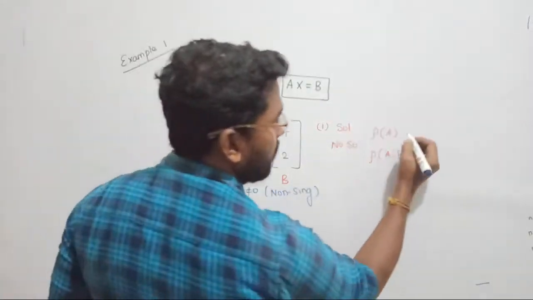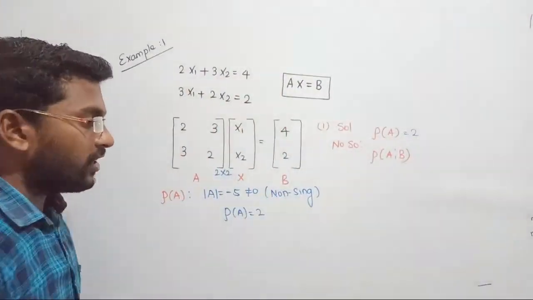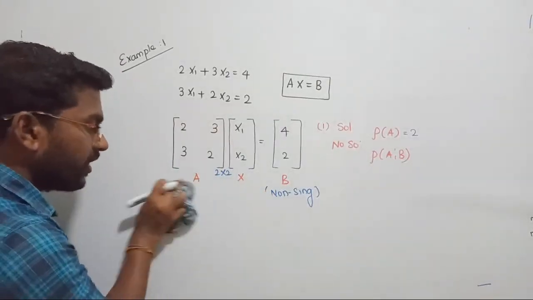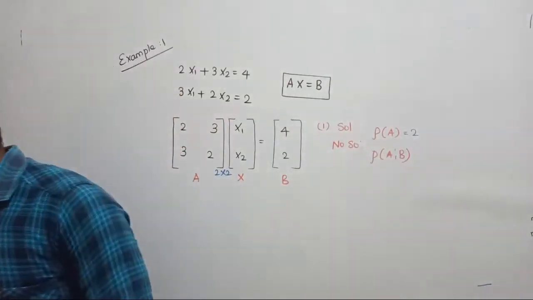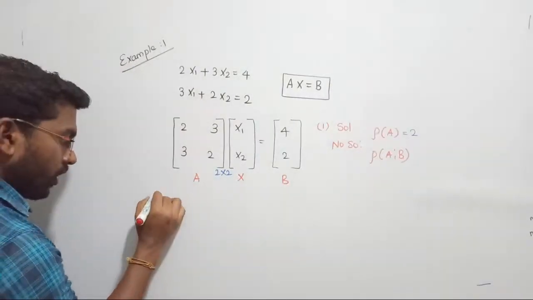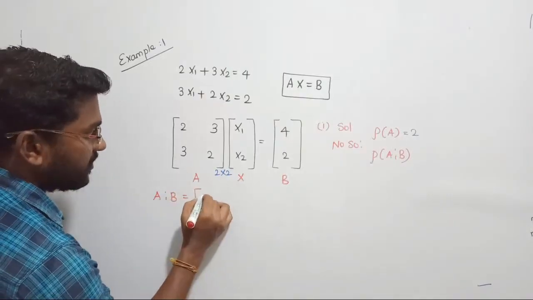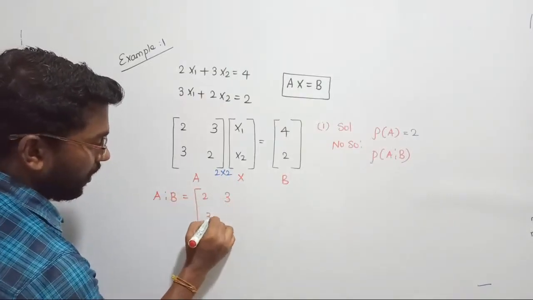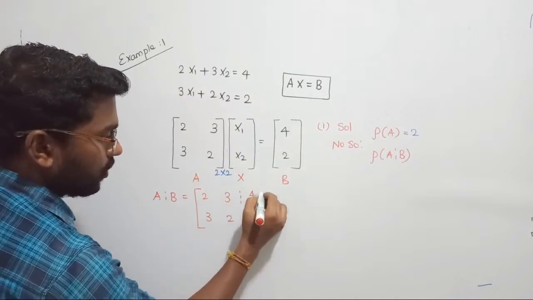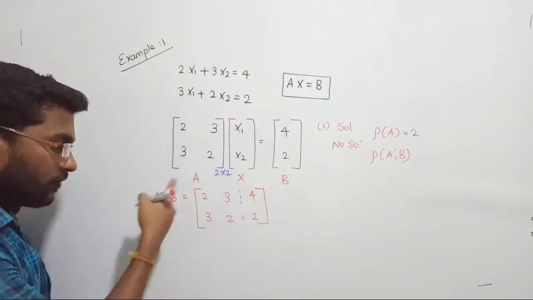So the answer is, for matrix A, my rank is 2. Let us find the rank of AB. When we are looking for matrix AB, you will have to club them together. Matrix A is 2, 3, 3, 2, and here you will get 4, 2. Clear? Now we have to find out the rank of this matrix.